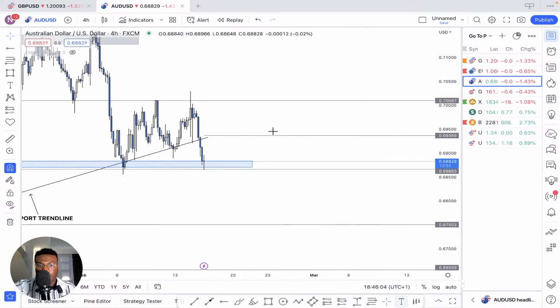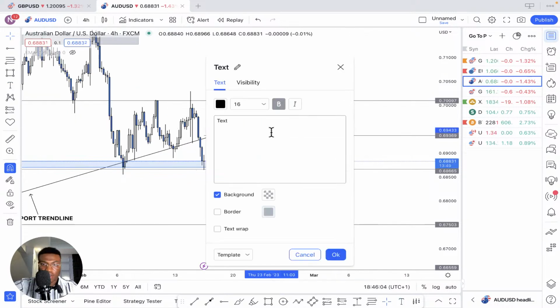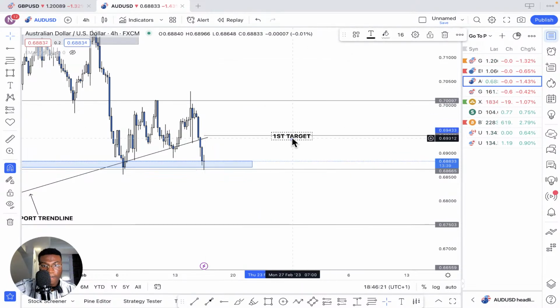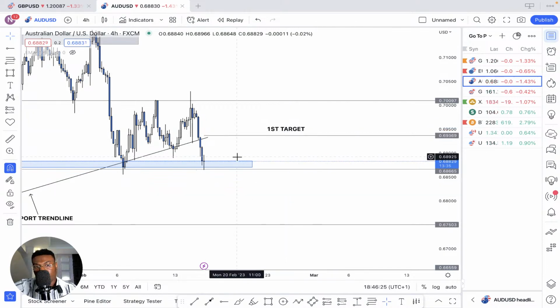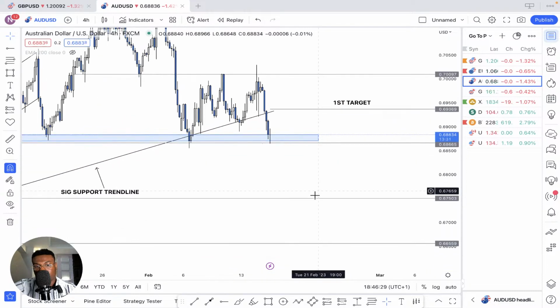I think I said the first TP would be this horizontal line. Let me just highlight that as well. Let's call that first target. So I'm going to assume you're saying it's going to give you a low risk to reward because you want to put your stop loss somewhere around here, right?